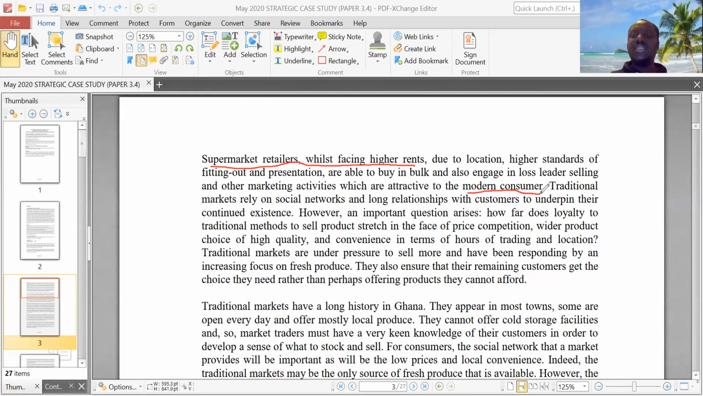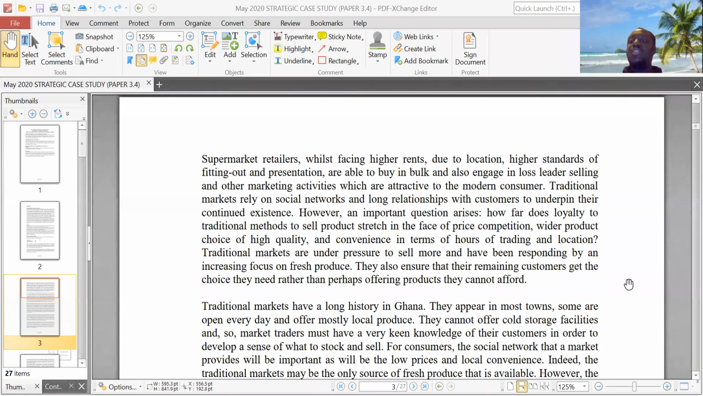So loss leader selling, let's explain what loss leader selling is. Loss leader selling is basically where you sell below the cost for which you bought something. So that's very, very important. You are selling below the cost for which you bought something. So you are selling at a loss, basically. So that's something to keep in mind.